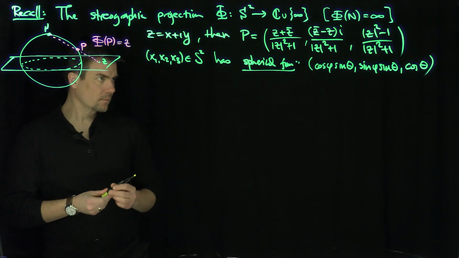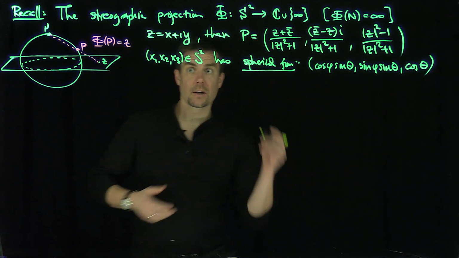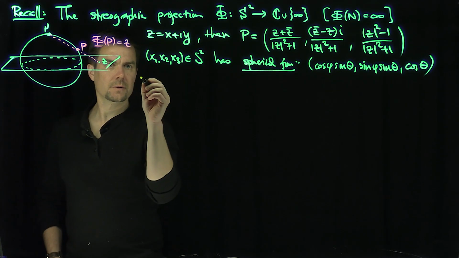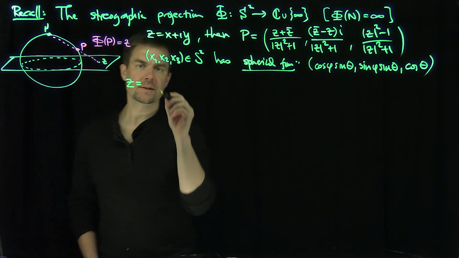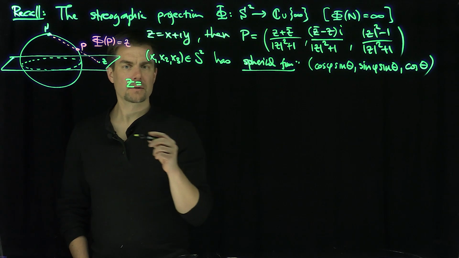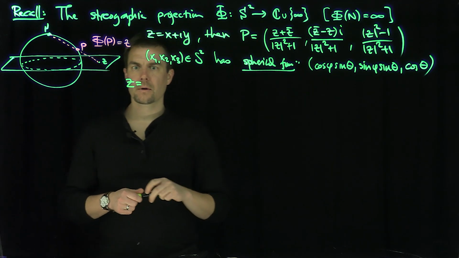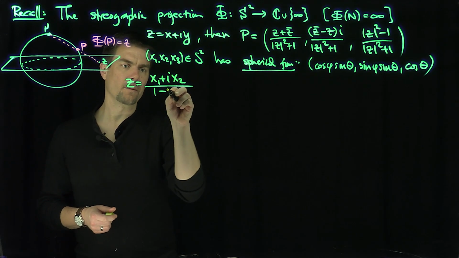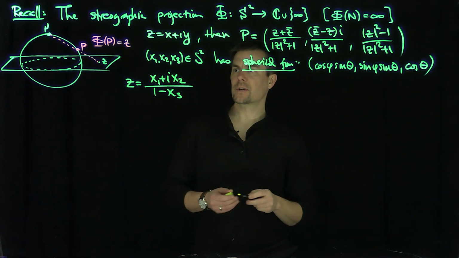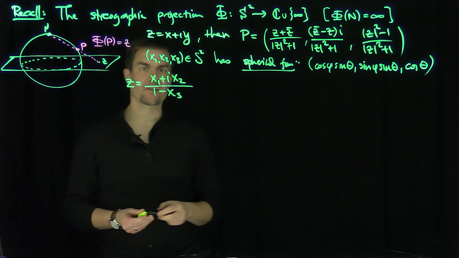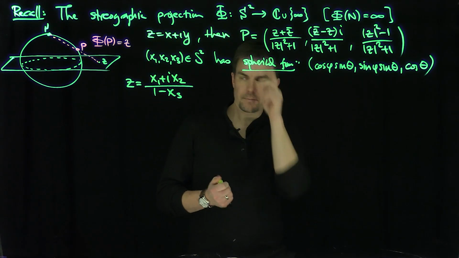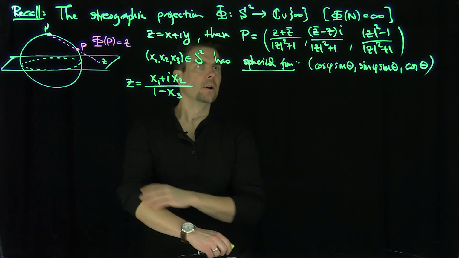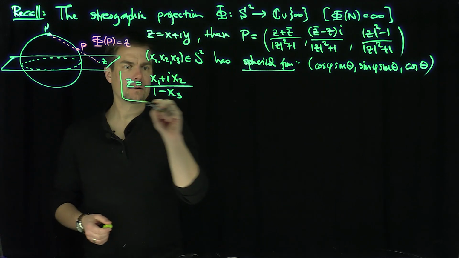So what do we know? We can conclude from this that the z component is going to be x1 plus i x2 over 1 minus x3. So that's our formula for z in terms of the x, y, and z coordinates from the stereographic projection. Excellent. And we can easily check the 1 minus x3 term. Good, so that's our formula for z.